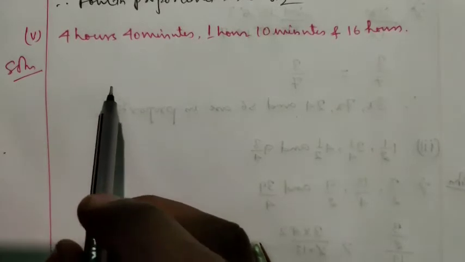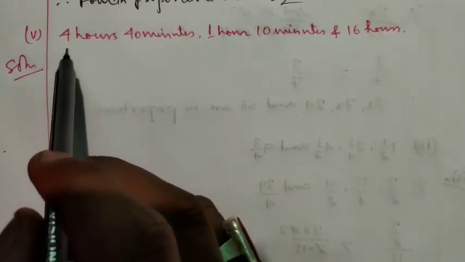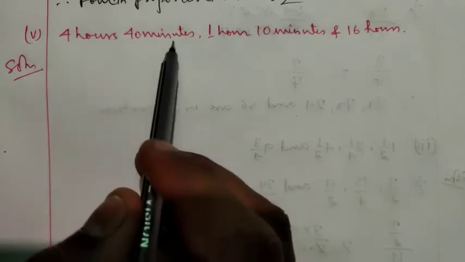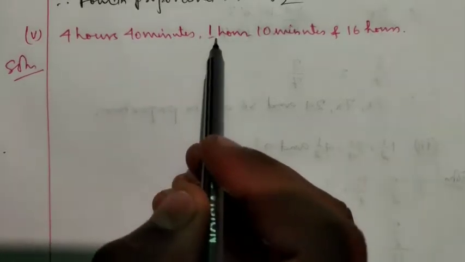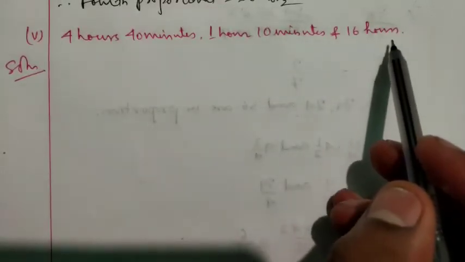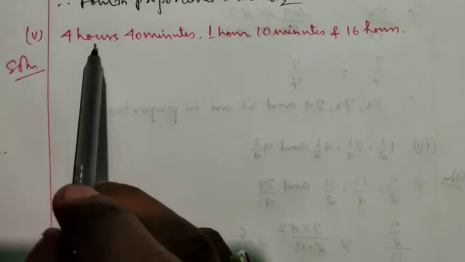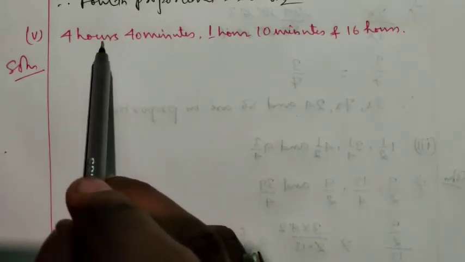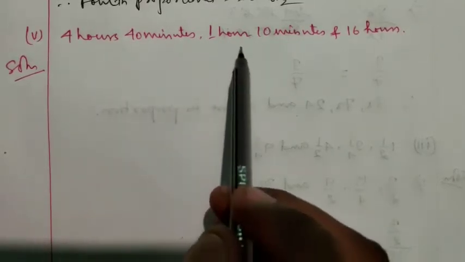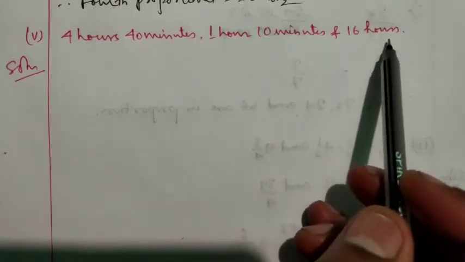Question number 5 says we have to find the fourth proportional, and the question is 4 hour 40 minutes. This is the first quantity, comma 1 hour 10 minutes. This is the second quantity, and 16 hours. This is the third quantity. We can see that in the first quantity two units are there, hour and minute both. In the second quantity also hour and minute are there. In the third quantity only hour is there.